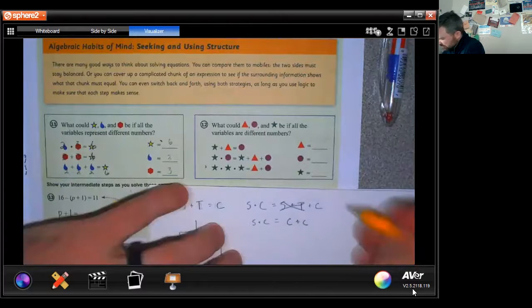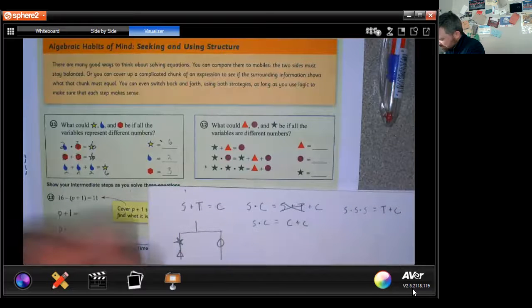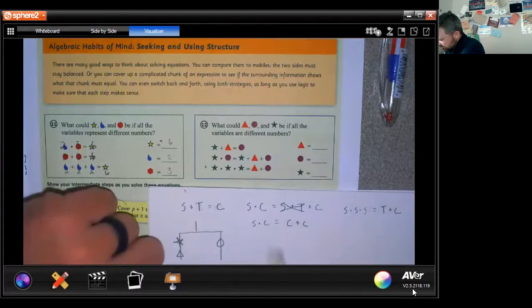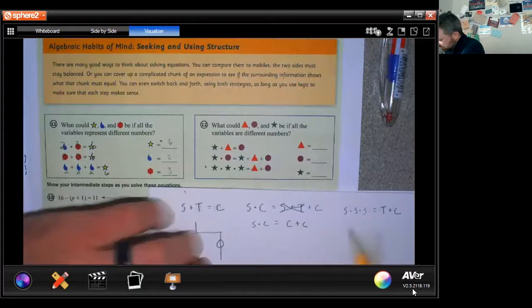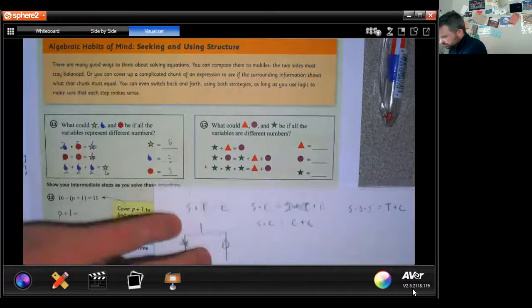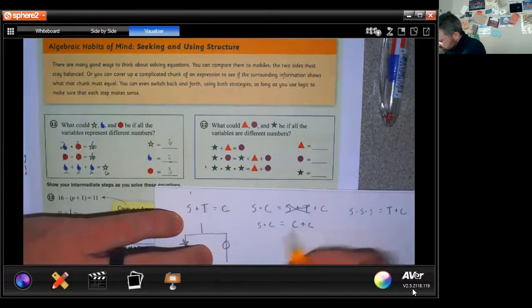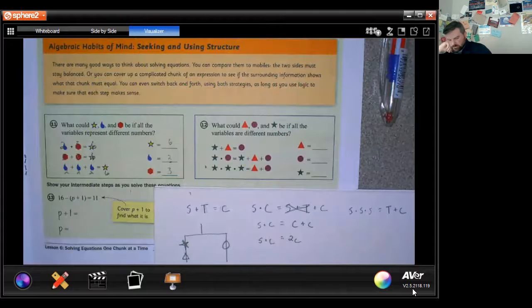And then here I have an S times S times S equals a T plus C. And we saw that a T, oh, we had a T and a C there, was a bunch of stars. Okay, so this is S times C is 2 C's. So I don't know, maybe we just start with a number somewhere.